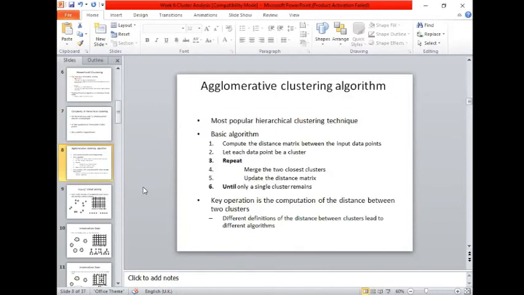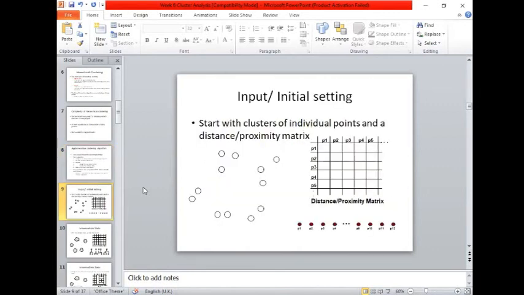Okay, so the agglomerative clustering algorithm, since we talk about merging of clusters, is the most popular hierarchical clustering technique. The basic algorithm is to compute the distance matrix between the input data points and let each data point be a cluster, and then repeat: merge the two closest clusters and update the distance matrix, until only a single cluster remains. The key operation is the computation of the distance between clusters, and different definitions of the distance between clusters can lead to different algorithms.